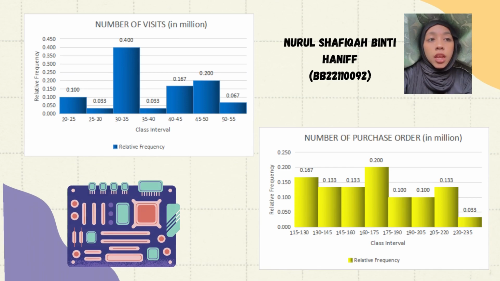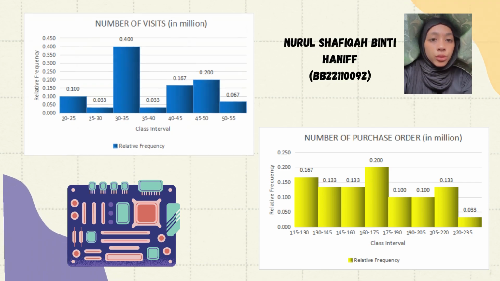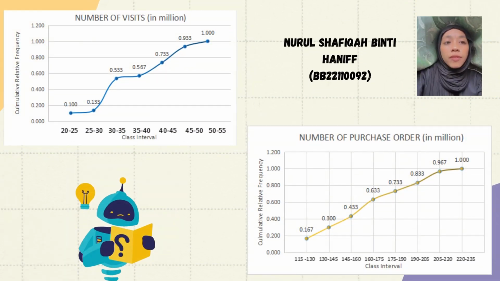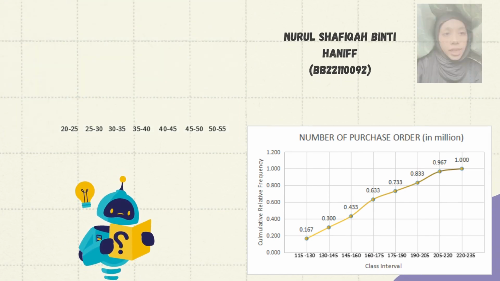As for the relative frequency, I chose a histogram to compare the data between the two metrics. For cumulative relative frequency, I chose an ogive to compare the data between the two metrics.